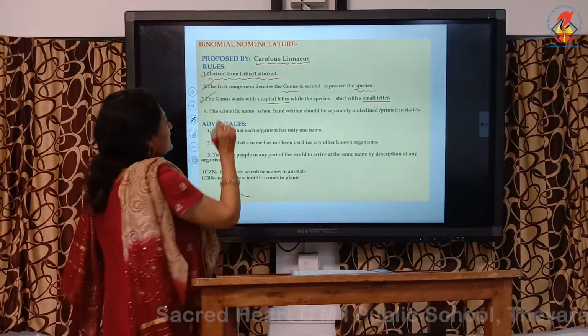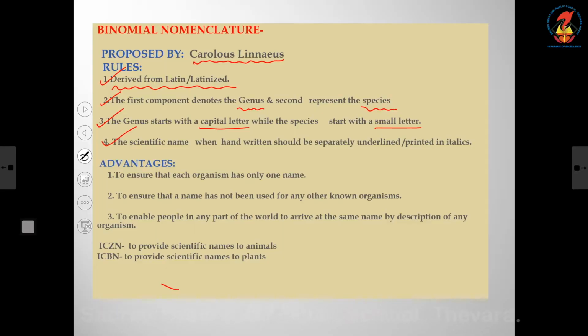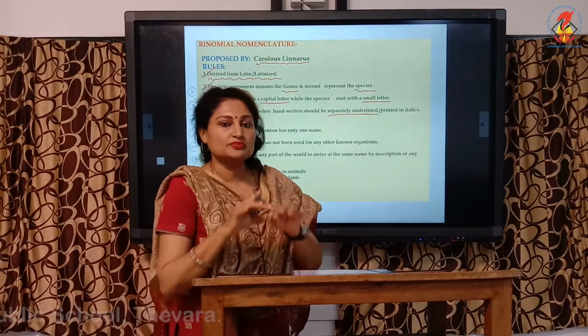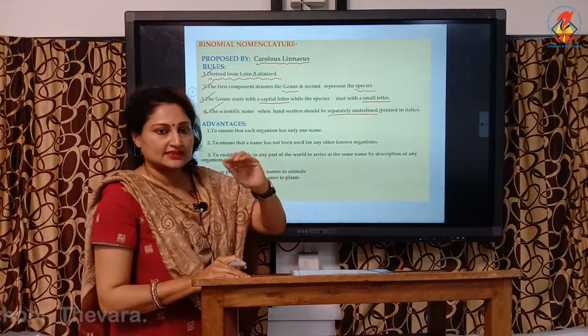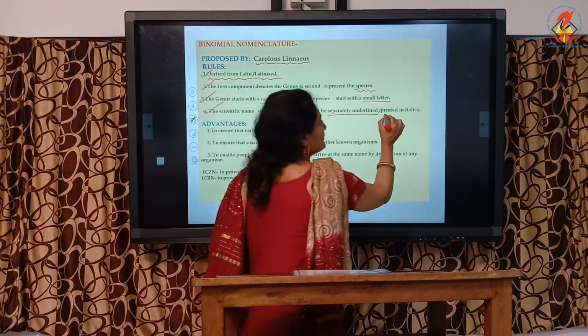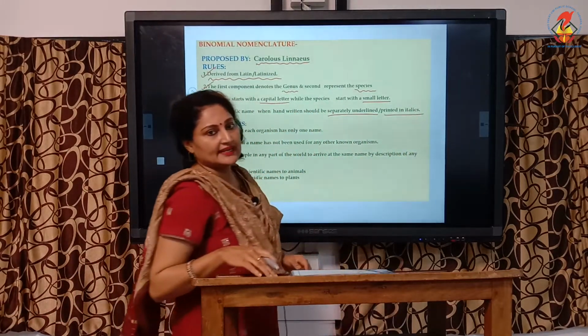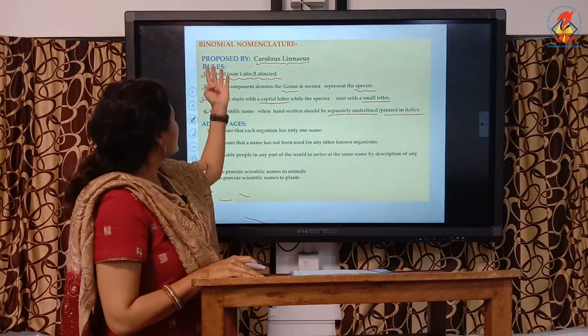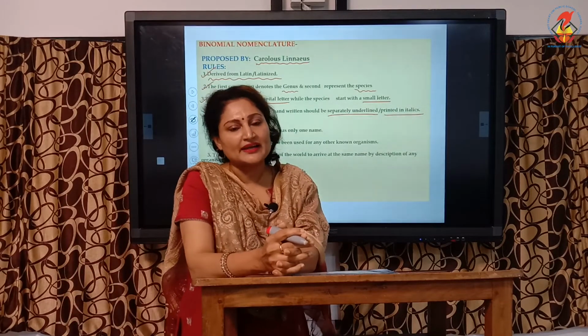And the fourth rule, the scientific name, if it is handwritten, it should be separately underlined. So, if you are writing a scientific name in handwriting, it should be separately underlined. Genus underlined and species also should be underlined. But if it's printed, it should be printed in which font? In italics. So, once again, let's go through the rules of binomial nomenclature.